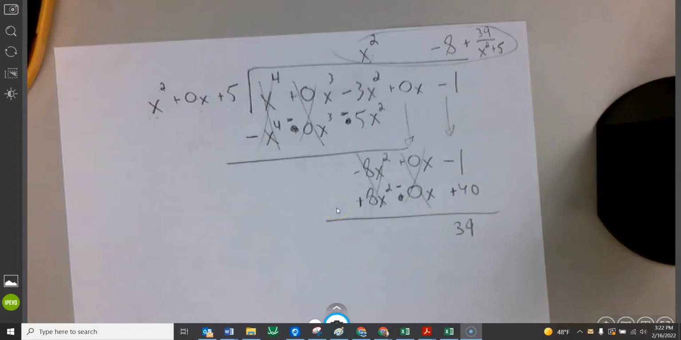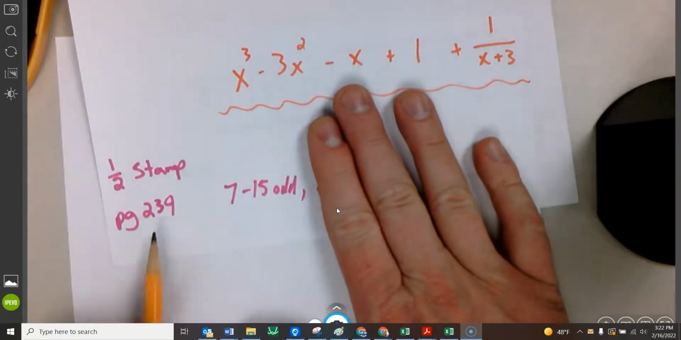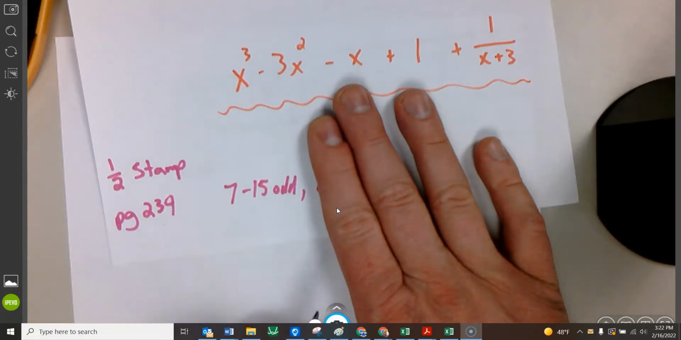What I want from you guys then, we're not going to do all of the notes. I want you to do part of your stamp today. Okay? Not going to be due until the Wednesday we get back, but you can at least get started on it now. Page 239. I want you to do 7 through 15 odd. Give them some good effort.